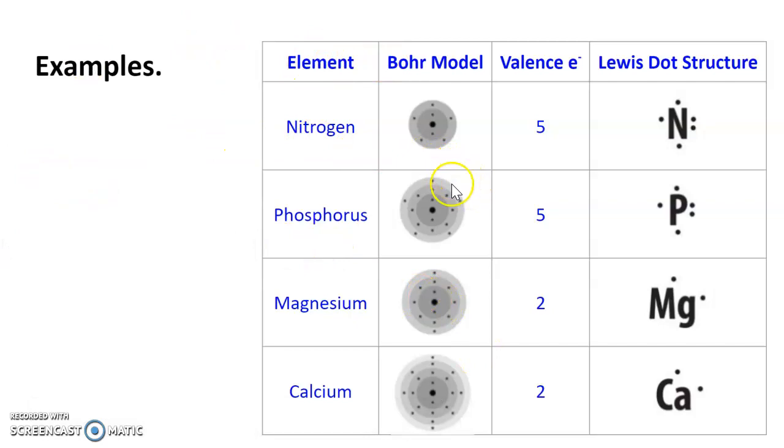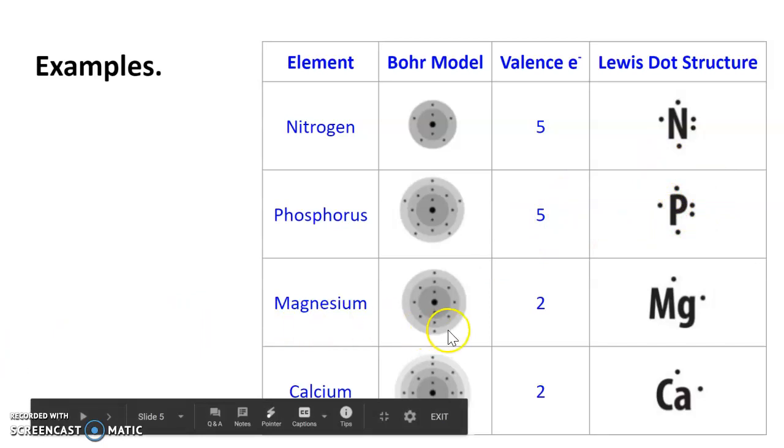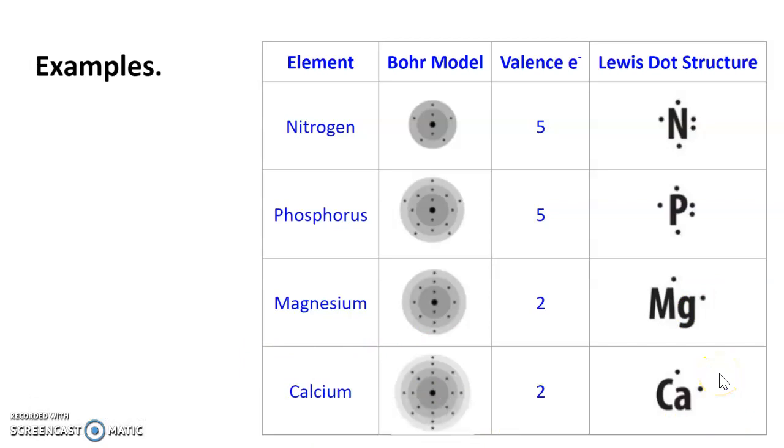Phosphorus also has 5 valence electrons on the outside. Even though it has more electrons on the inside, we don't care. We only care about the outside ones. So it has 5, so we can put 5 dots around it as well. Magnesium has 2 dots on the outside, so we would write Mg for magnesium and put 2 dots. And then calcium has 2 electrons in its outside also, even though it has more on the inside. So we would write Ca for calcium, and we would just draw the 2 dots that go on the outside.